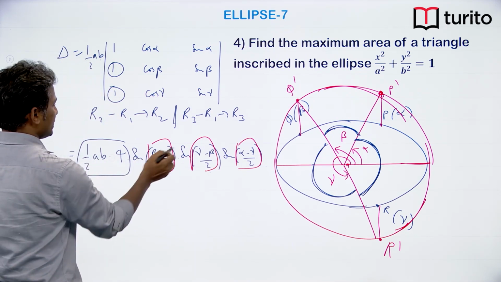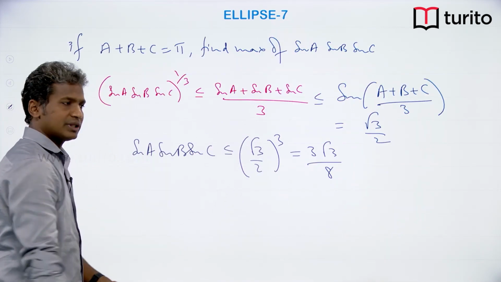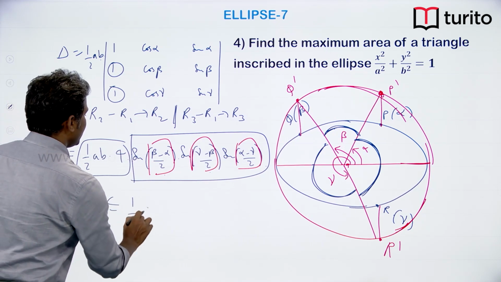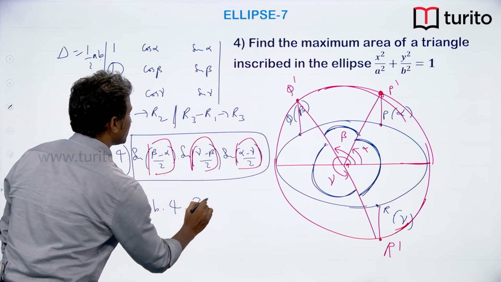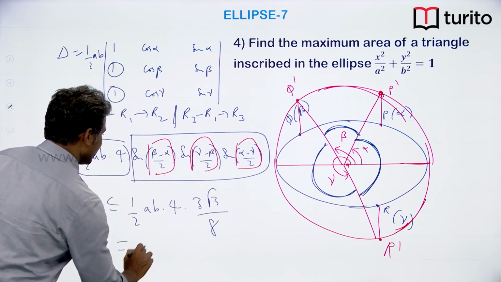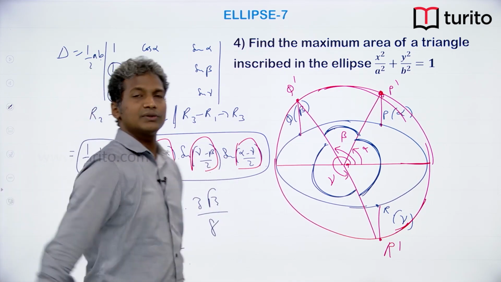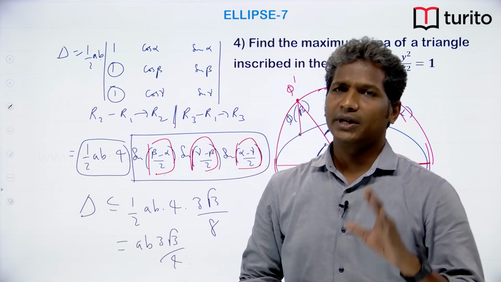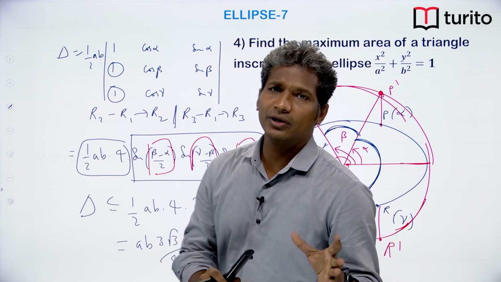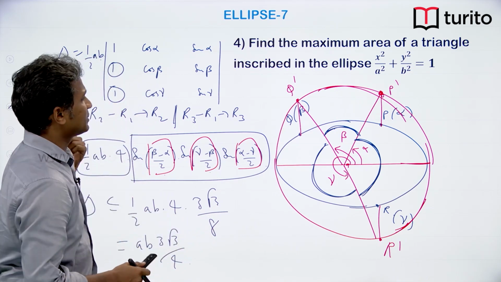Here we are saying that this entire expression is less than or equal to 3 root 3 by 8. So, we can say that delta is always less than or equal to half into AB into 4 into 3 root 3 by 8. Now, you see what value we are getting? We are basically getting AB into 3 root 3 by 4, which is the same as the earlier one. So, it is better to know the general methods. From mains point of view, nobody is going to ask you this question, but from advanced point of view, it is better to learn.